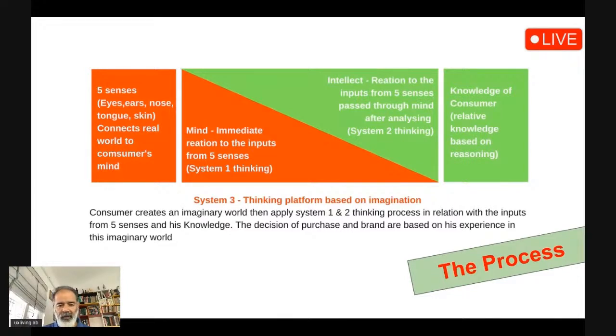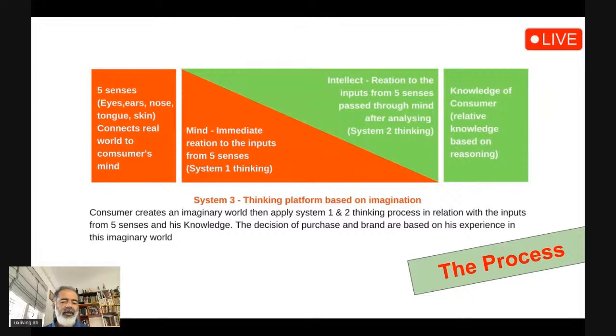So actually the system one and system two thinking process is passed to system three. Whatever information the consumer has from the five senses is system one, and in comparison with the knowledge the consumer has, system two plays a major role while visualizing the usage of the product.